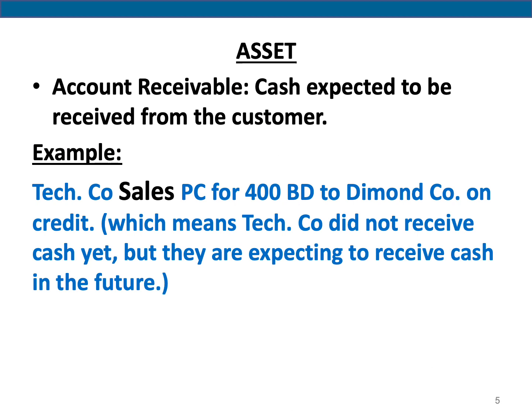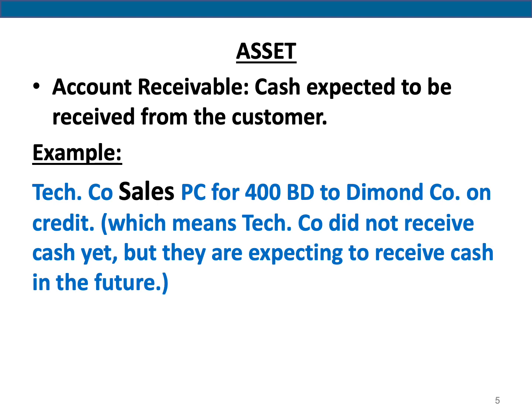Okay, let's take an example of accounts receivable. Again, accounts receivable is part of the assets. But what does accounts receivable mean? Accounts receivable means the cash that I'm expected to receive from the customer. To make it clearer, let's see this example. We have a company called Tech Company. Tech Company sells a PC for 400 BD to Diamond Company on credit.